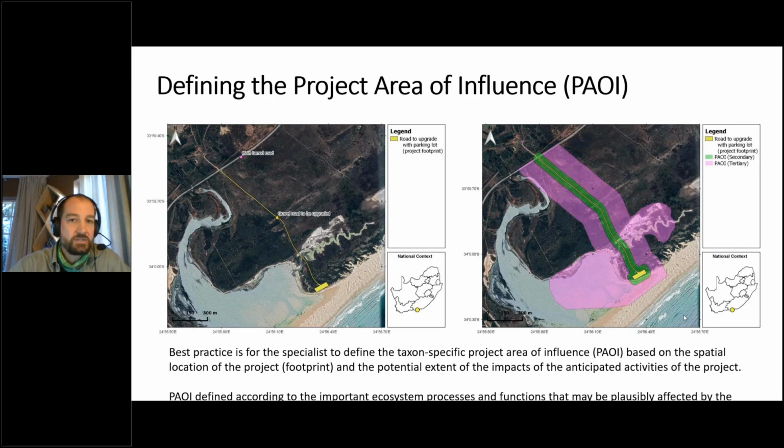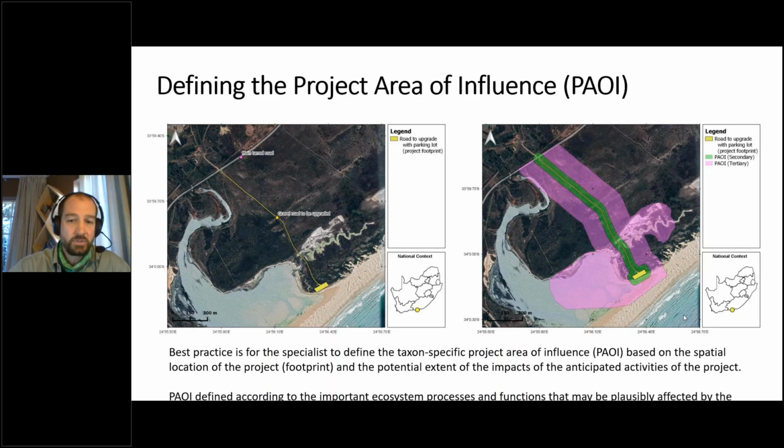So the best practice is to apply this to the site footprint and see which part of the surrounding project footprint constitutes a secondary impact, because the primary impact would be the sites where the development is going to take place itself, and then also the tertiary impact. And this is quite important in terms of where you need to sample and what is going to be an appropriate monitoring site to detect any influences post development on the receiving environment.